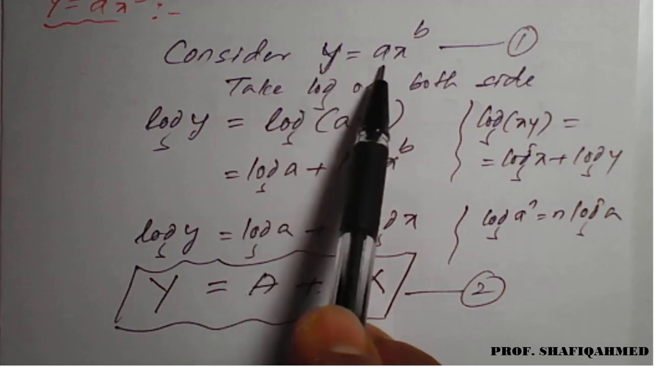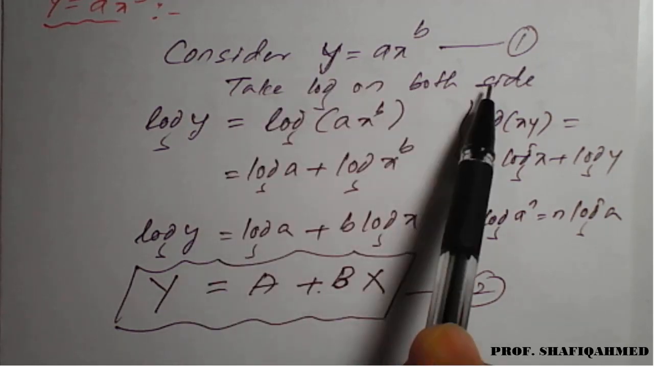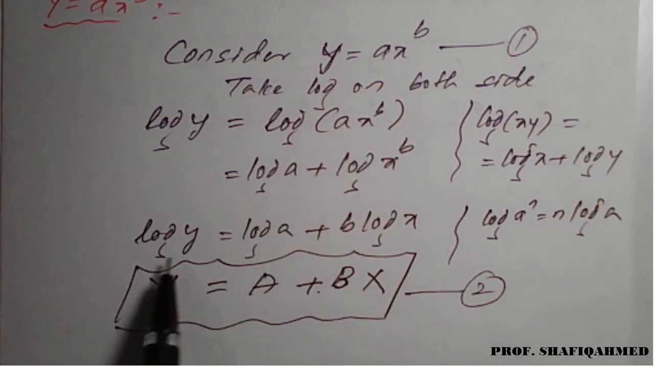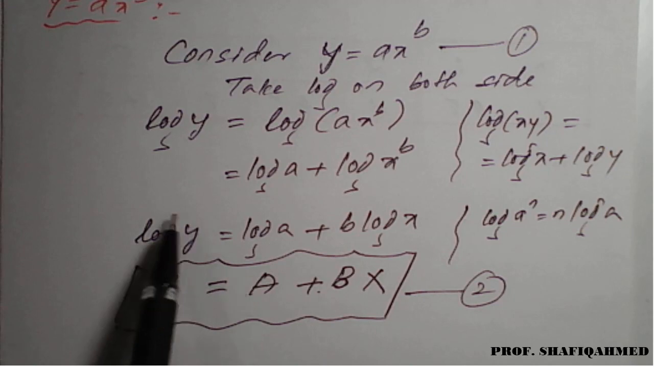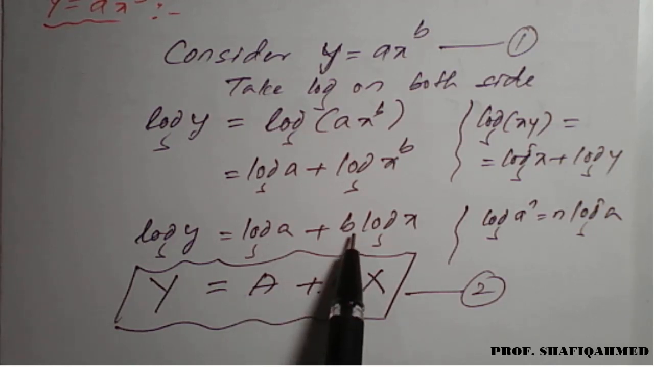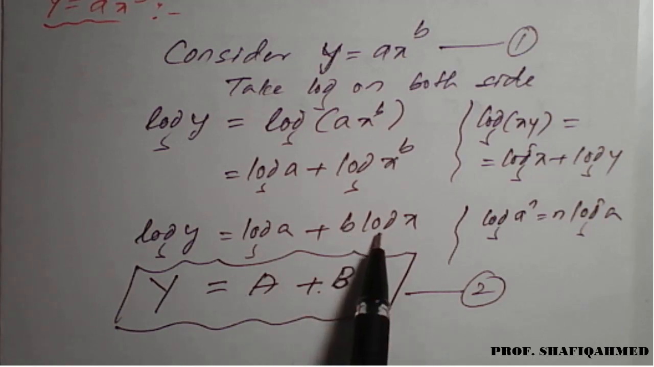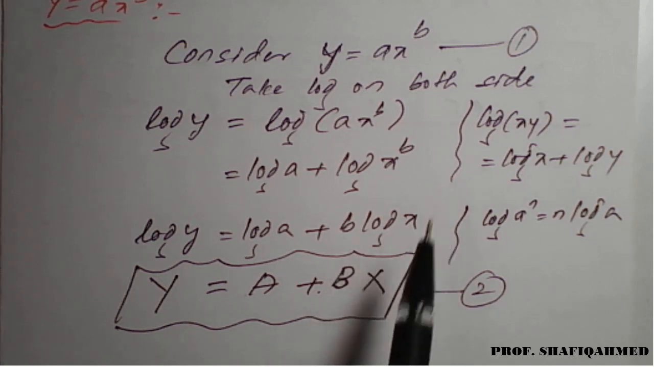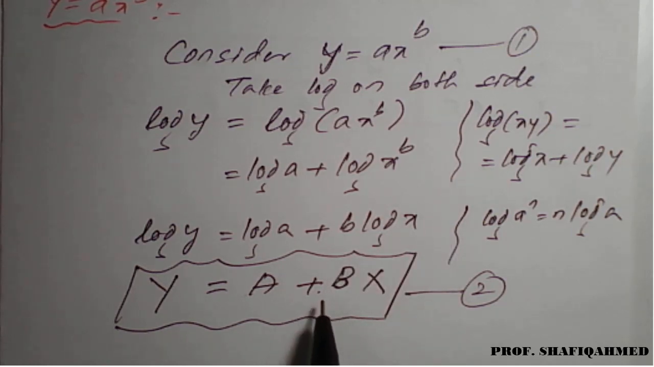So if such kind of curves are there, we have to take log on both sides, then simplify, apply the logarithmic properties, separate it, and on further simplification, log of small y I will consider as capital Y, log of small a I will consider as capital A, plus small b I will take as capital B, no change at all. If you want you can keep small b as it is, then log of small x I will consider as capital X. So you can see that on simplification we converted equation 1 into a straight line, equation number 2.